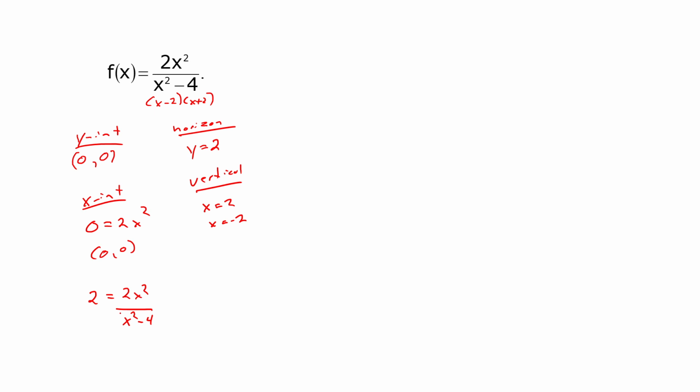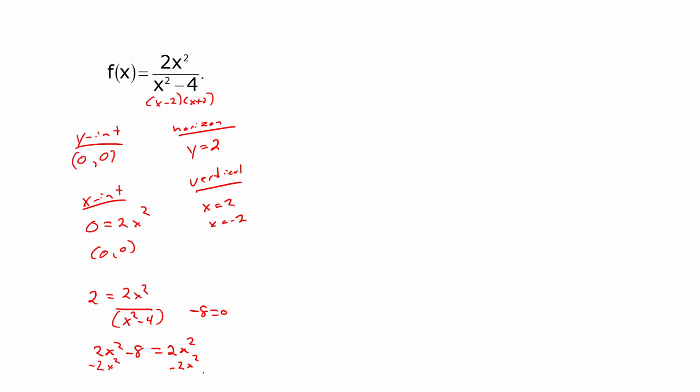So if I send this over to the other side, I'd have 2x squared minus 8. You see what I'm doing? Multiplying this times 2 equals 2x squared. Now, if I try to solve for x, I'm going to get them all back together on the other side. Well, look what's going to happen. They're going to drop out, and I'm going to be left with negative 8 equals 0.